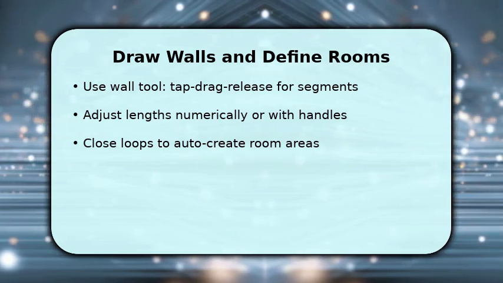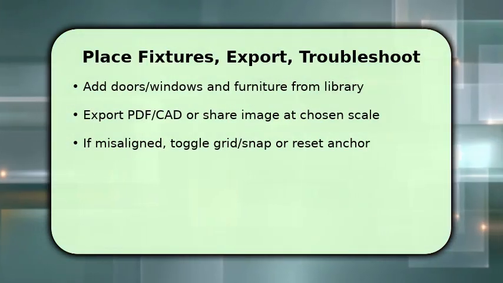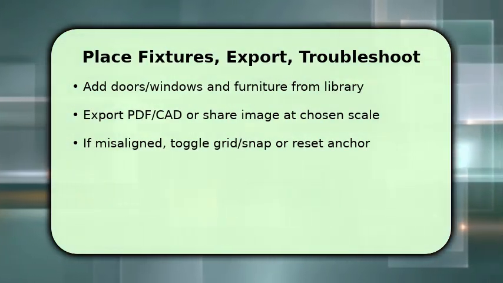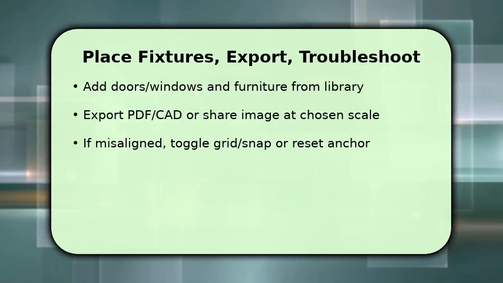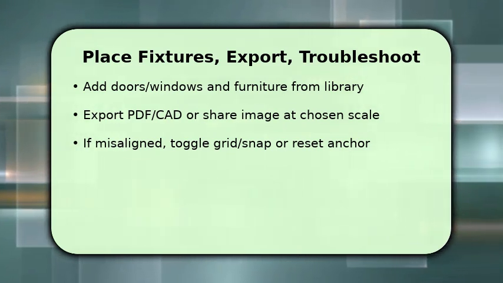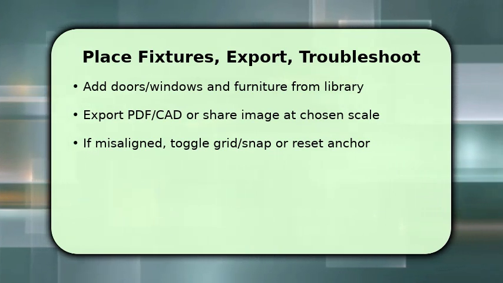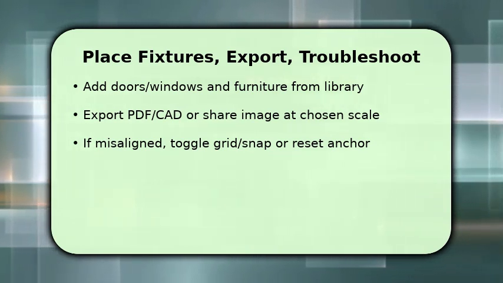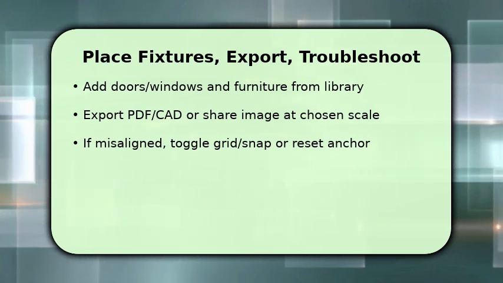Open the symbol library and drag doors, windows, and furniture into place, making sure swing and clearances show correctly. Once complete, choose Export options, PDF for printing or DXF for CAD, and pick a scale. Confirm labels and dimensions before saving.